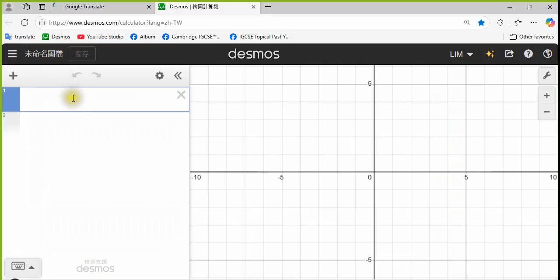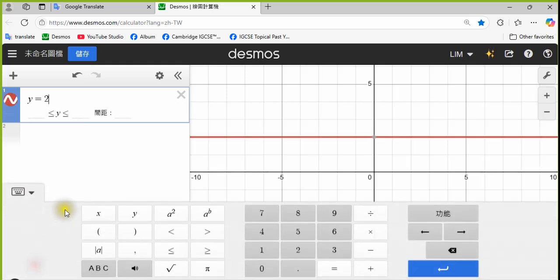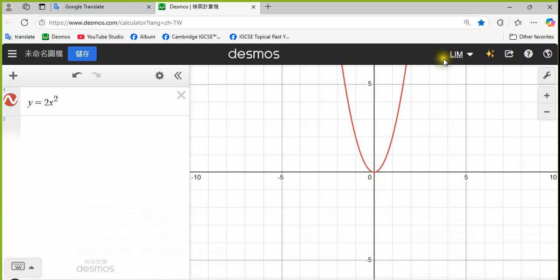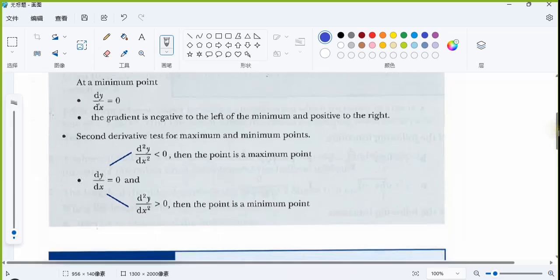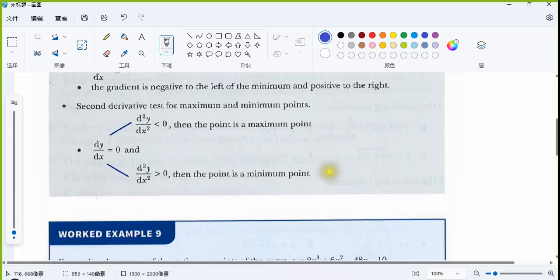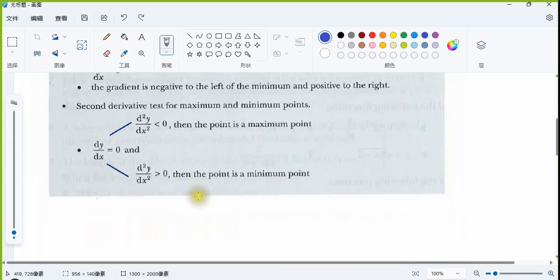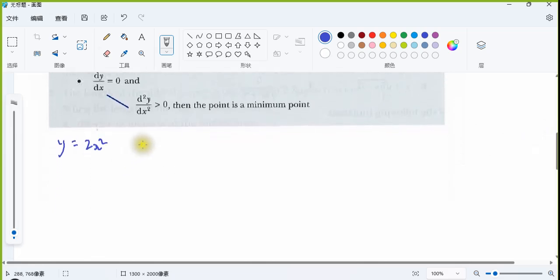Okay, let's say we have y equal to 2x squared. The graph looks like this. So y is 2x squared, and then we have a minimum point.